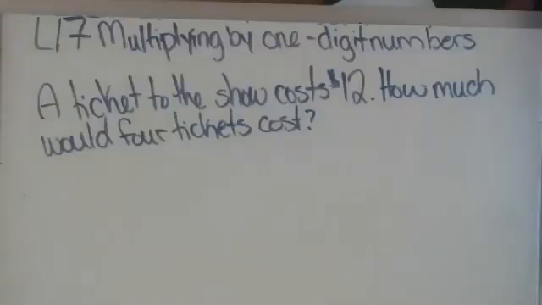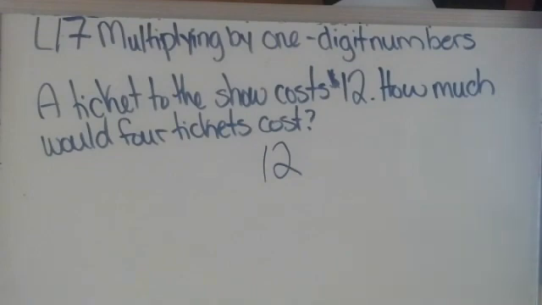This is lesson 17 for Saxon 5, multiplying by one-digit numbers. So we have a question to start with. A ticket to the show costs $12. How much would it cost for 4 tickets?